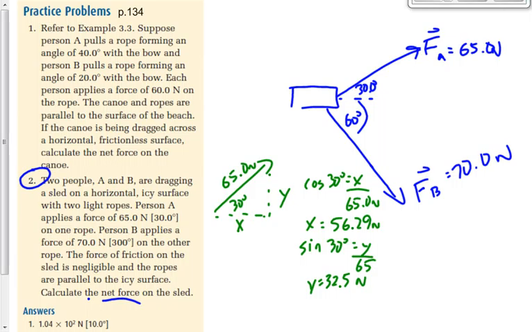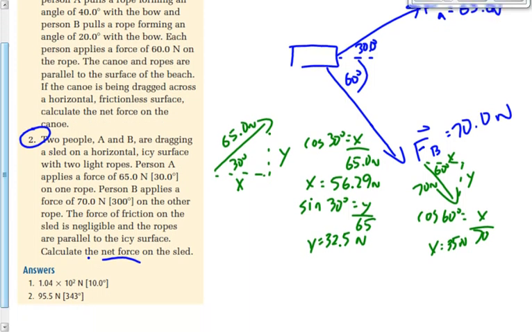Let's do the exact same thing for the second one. That's 60 degrees, this is x, this is y, and that's 70 newtons. Let's say cosine 60 degrees is equal to x over 70. X is going to be equal to 35 newtons. Let's say sine 60 degrees is equal to opposite over hypotenuse. The y component is 70 sine 60, which is 60.621 newtons. All right? Okay, we got the preliminary work done.